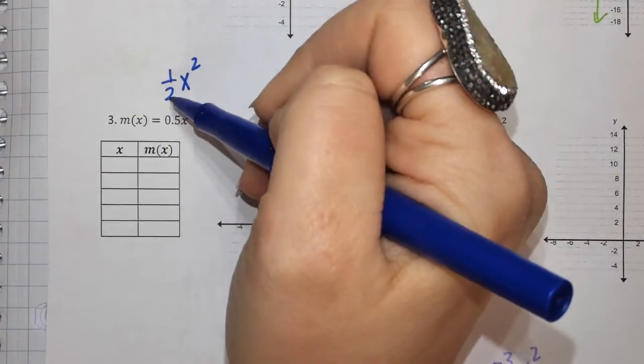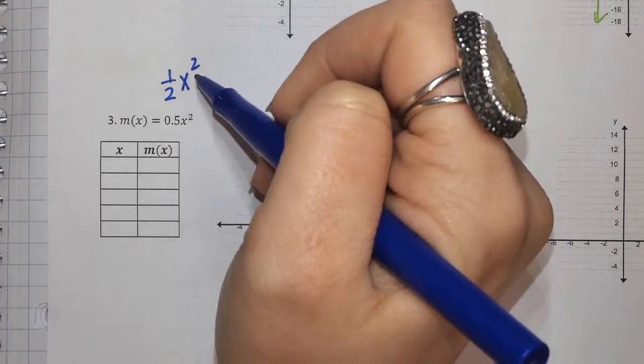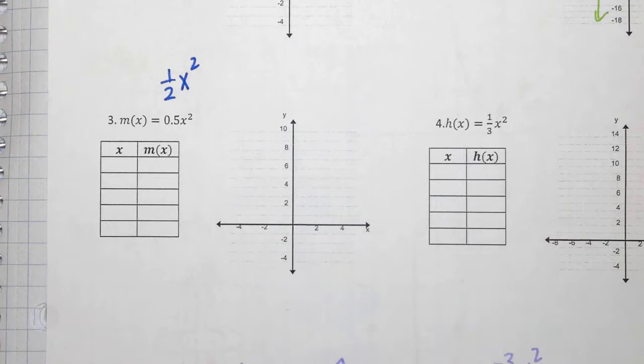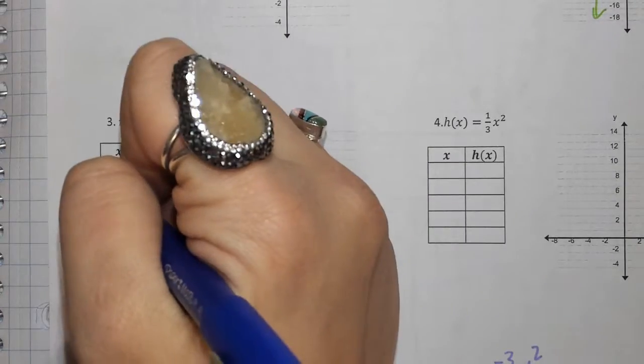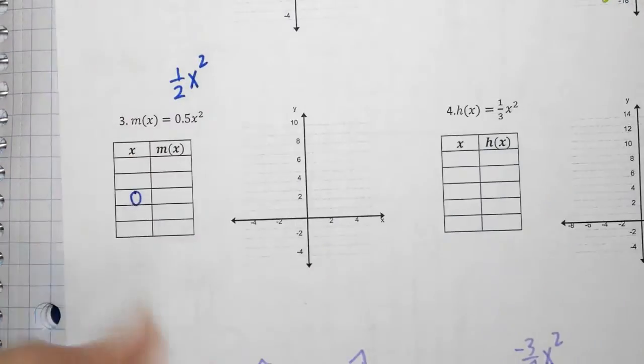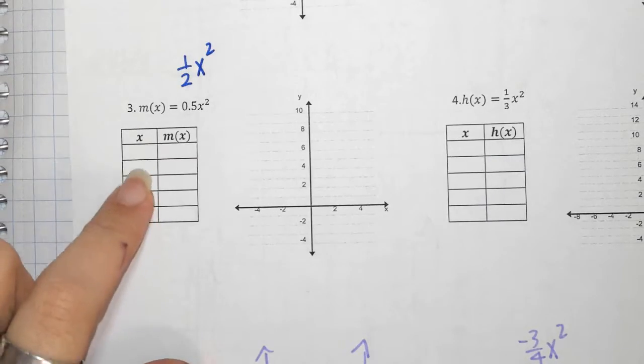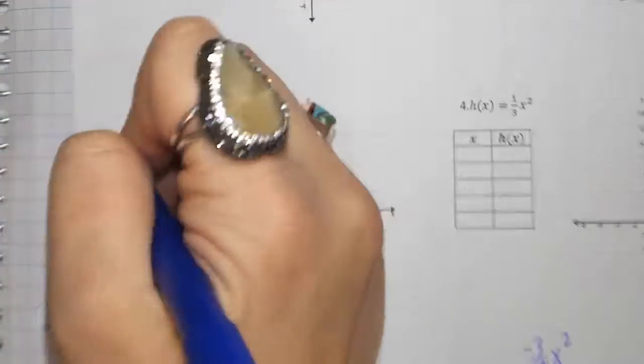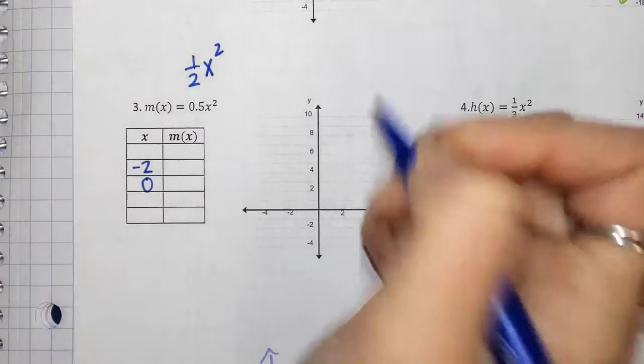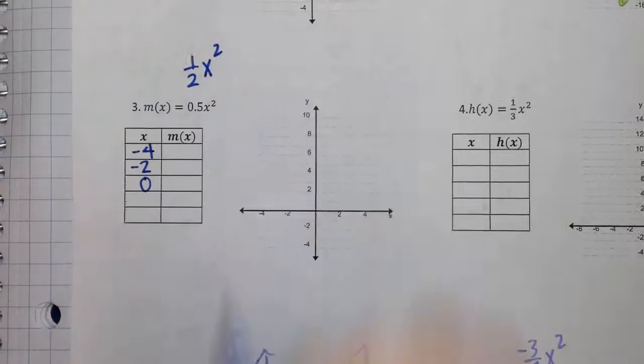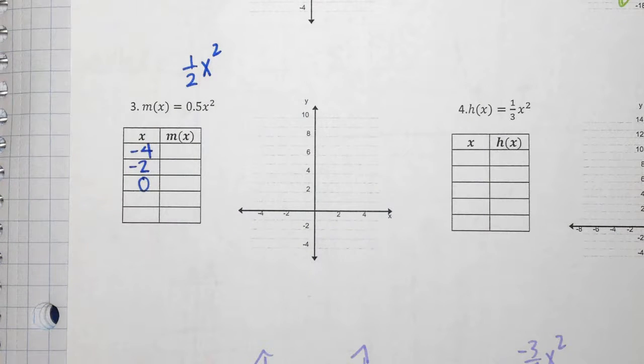Now, since we're dividing by 2 each time, I want us to pick x values that are divisible by 2. So what is the first number that's divisible by 2? So we're going to put 0 in the middle. And then let's do our negatives. What's the next negative number after 0? Negative 2. So all we're doing is picking numbers that are divisible by 2 so that we don't have fractions in our answers.